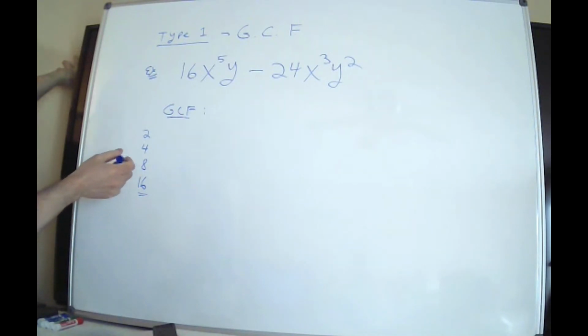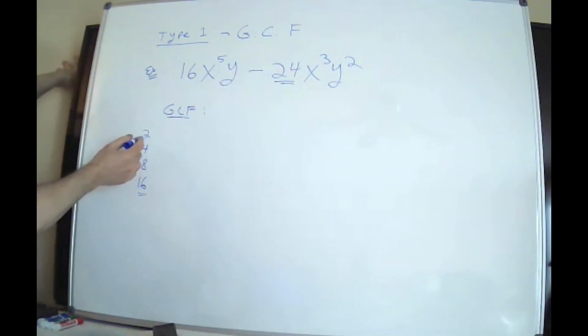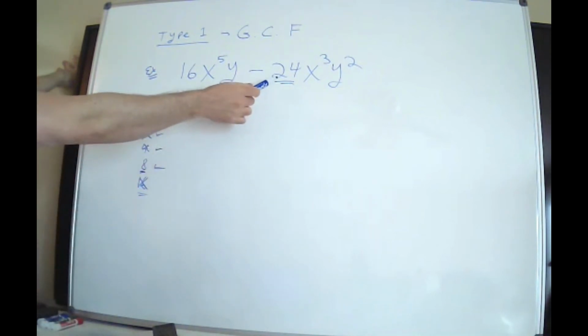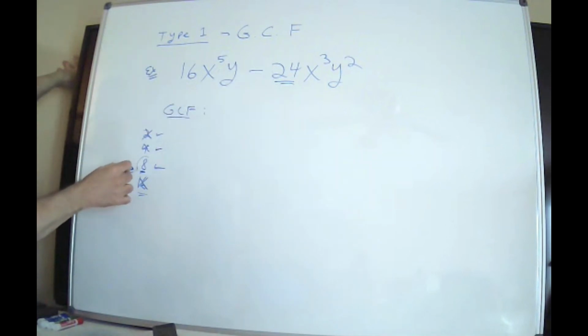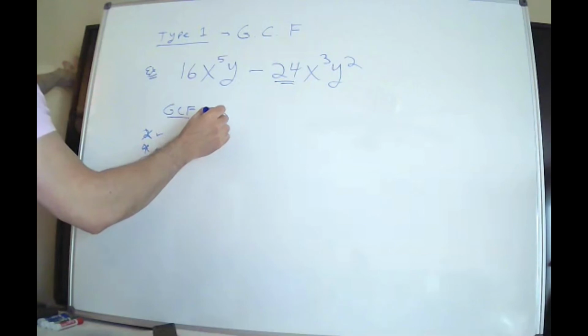Okay, so now check against 24. 24 is definitely divisible by 2, but it's also divisible by 4. It is divisible by 8, but it is not divisible by 16. Cut it in half, you get 12. So 8's your winner. The largest number that divides 16 and 24 is 8.